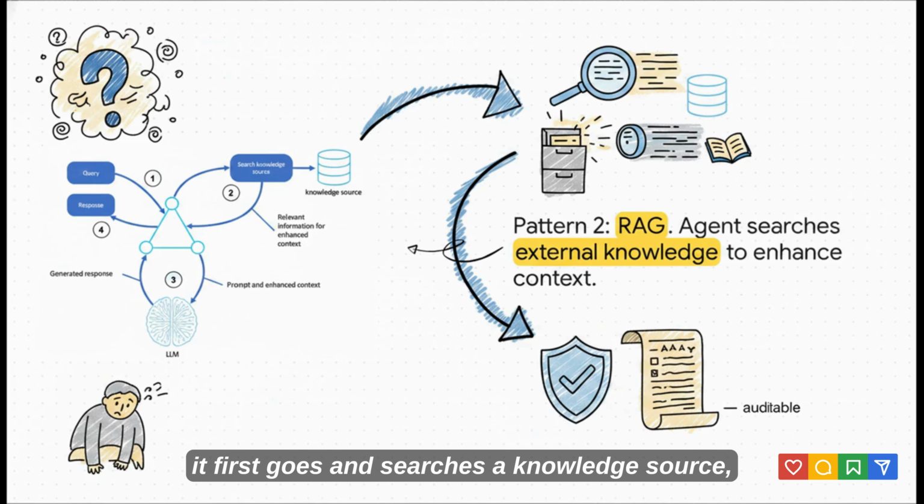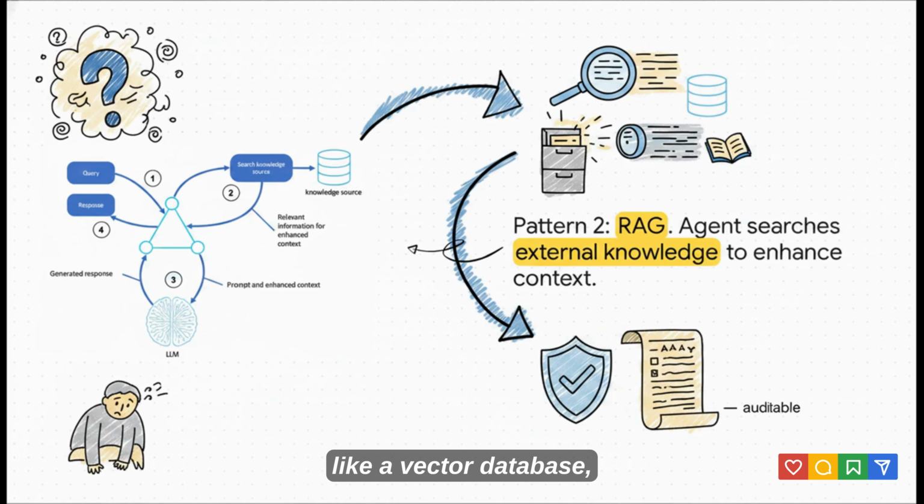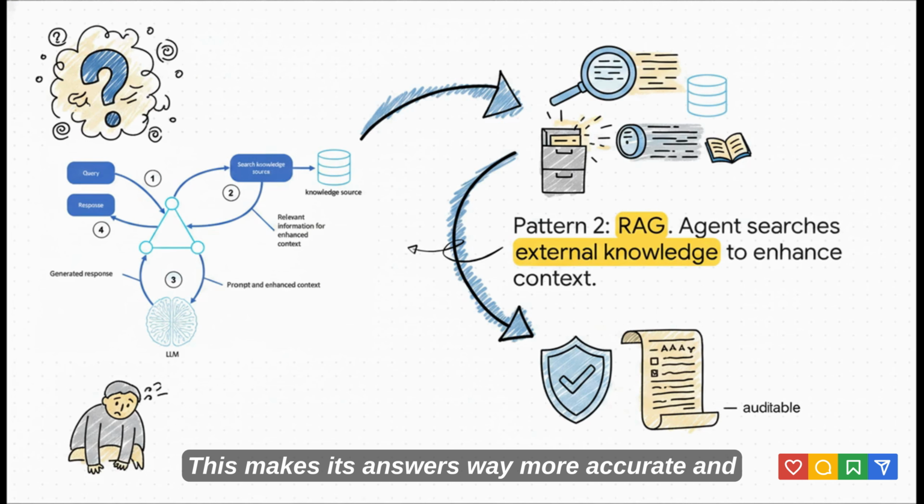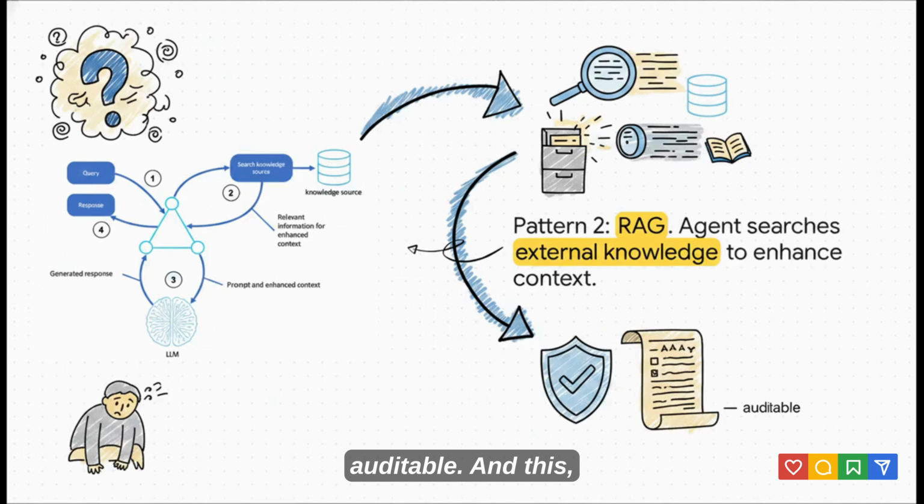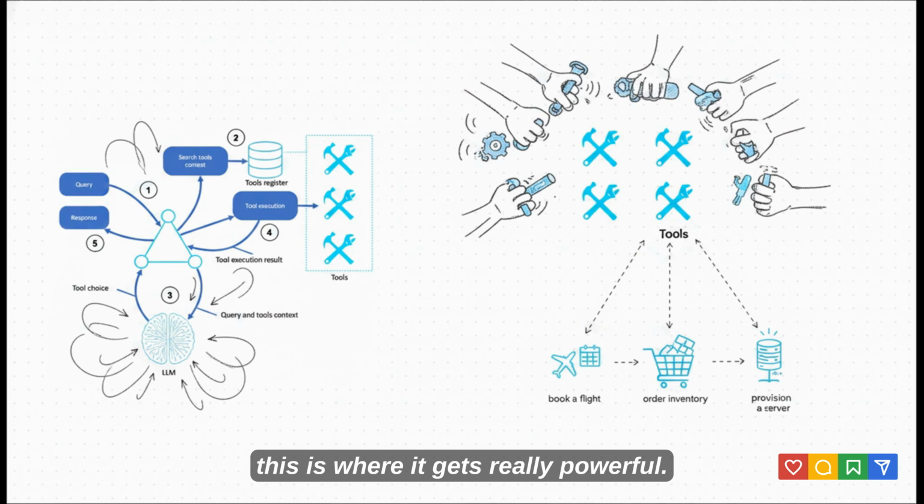When it gets a question, it first goes and searches a knowledge source, like a vector database, to find relevant, factual information. This makes its answers way more accurate and auditable. And this is where it gets really powerful.